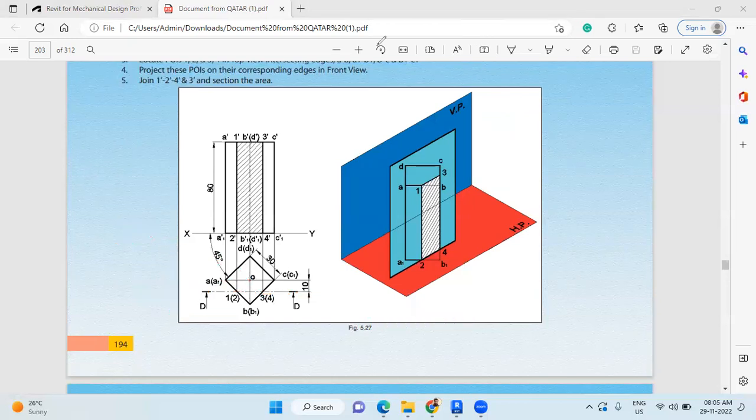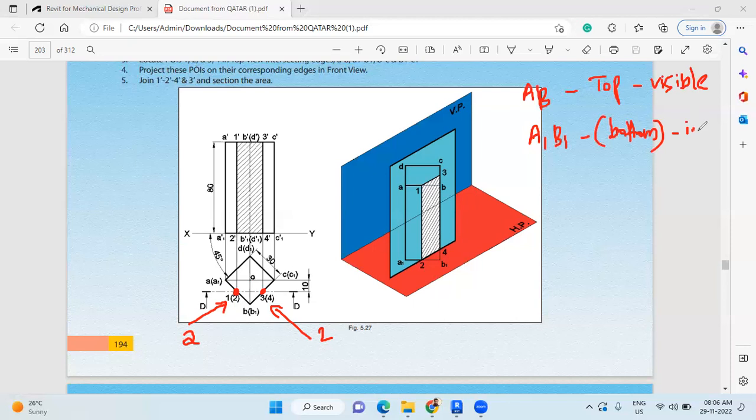Tell me here, how many cutting points or section points? Four. Here, two, and here, two. Tell me the name of the edges, please. A, B, and A1, B1. So AB is the top base edge, and A1B1 is the bottom. That means AB is the visible edge, A1B1 is the invisible, or hidden.